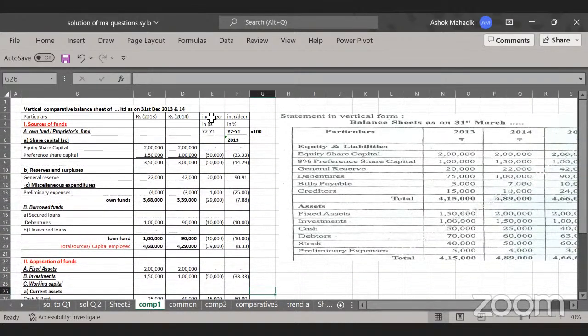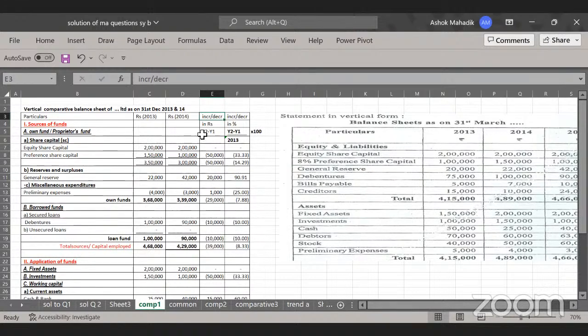Now we can see third column is increase or decrease in rupees. Increase or decrease means how much value has changed in 1 year. You can have a look at 2013 share capital value. It was 2 lakh. It remained 2 lakhs in 2014. So answer will be 0. So third column will be 0. Clear? Look at preference share capital. It was 1,50,000. It became 1 lakh. So there is a decrease. Decrease will be indicated by brackets, minus here. Then total 350 minus 3 lakh, again minus 50,000.